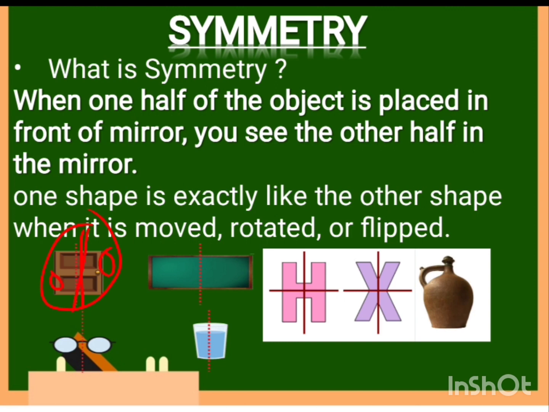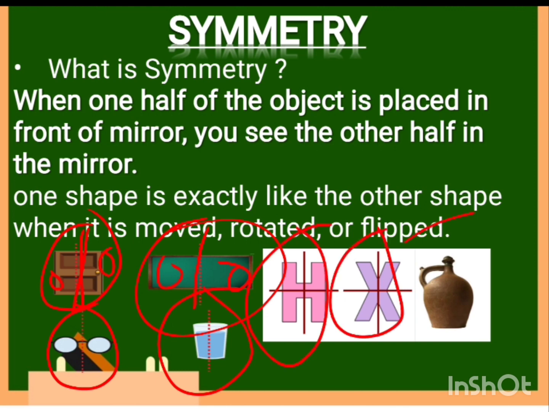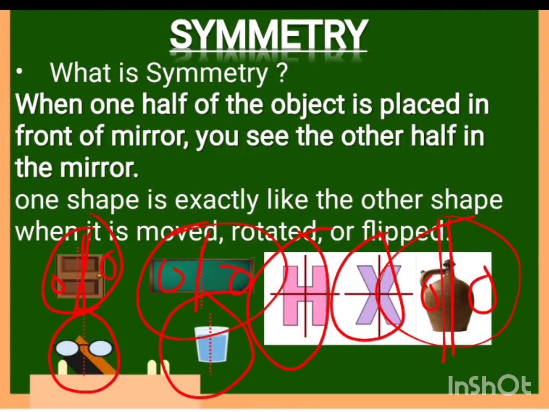So this is a symmetrical object, and that line is known as the line of symmetry. This is a blackboard. If I draw one line in the middle of the board, both sides of the board look the same, so we can say it is also a symmetrical object. Same for spectacles, glass, alphabet H, alphabet X. This is a pot. If I draw one line in the middle of the pot, you can see this side and this side are not equal. That's why this pot is not an example of symmetry.